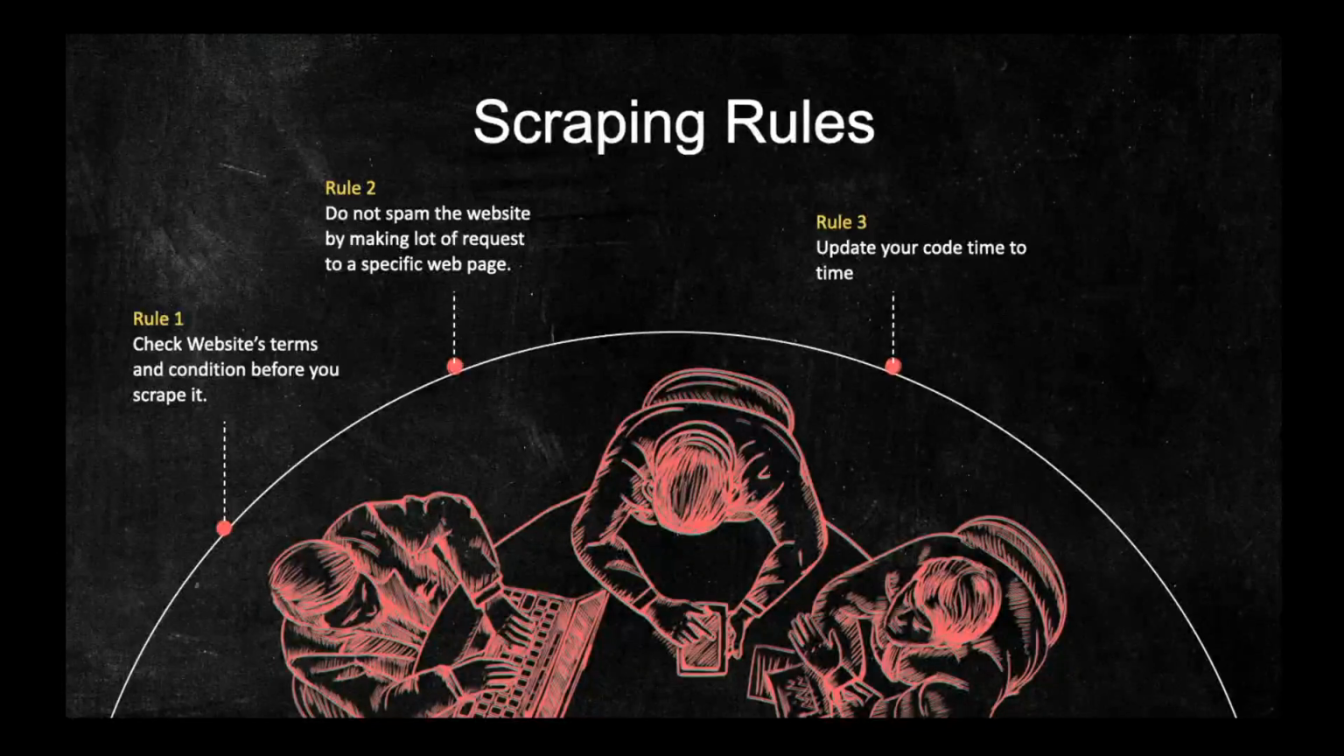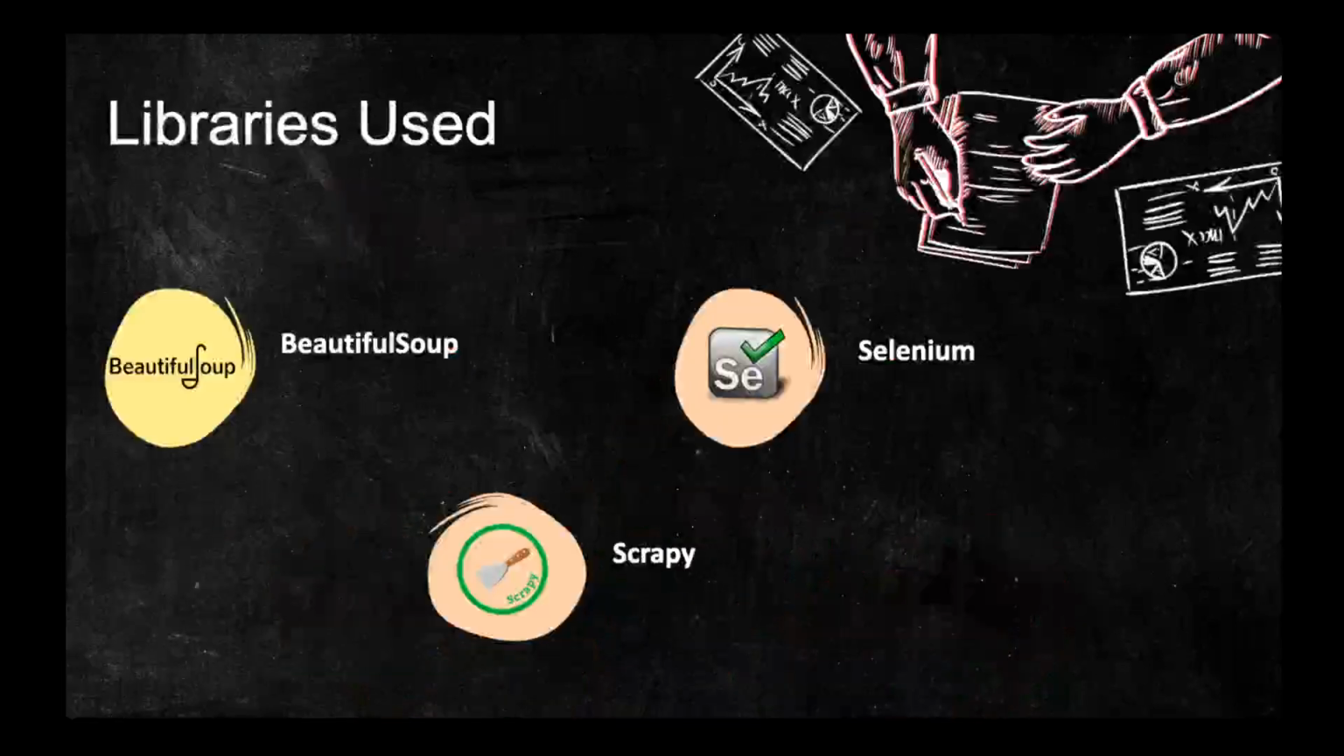So the basic scraping rules are: we need to check the website's terms and conditions. We do not have to spam the website by making a lot of GET requests, because then it's going to recognize that we're a bot and it's not a human that is doing it, it's a piece of code. And you need to update your code from time to time as well, because websites are dynamic and the HTML coding changes every day. So we need to update our code accordingly.